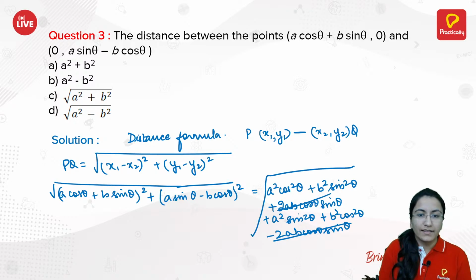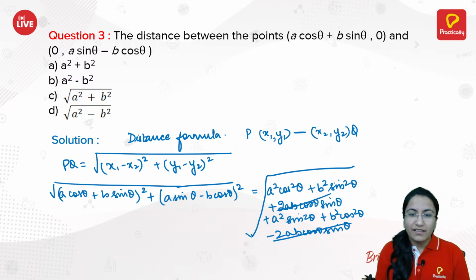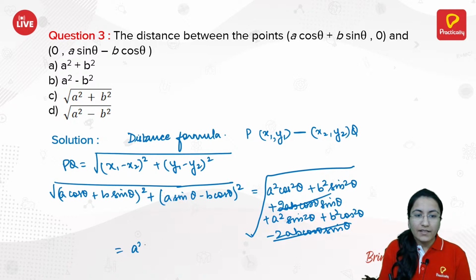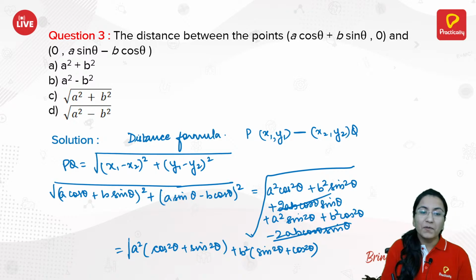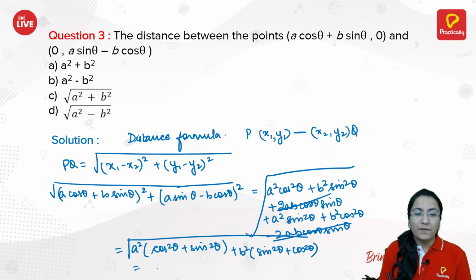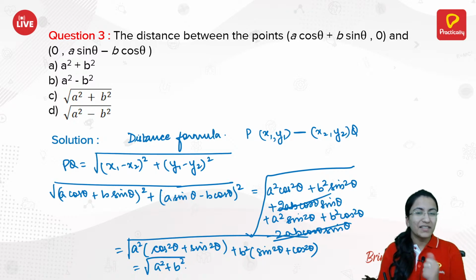All of this is under root, right? So under root, if you take a square common, you have cos square theta plus sin square theta. And next, if you take b square common, again you have sin square theta plus cos square theta, and everything here is under root. So you have under root of a square plus b square. Why? Because cos square theta plus sin square theta is 1. So just input the value using the identity from trigonometry. So you have this value.